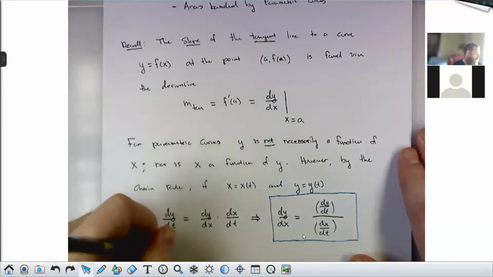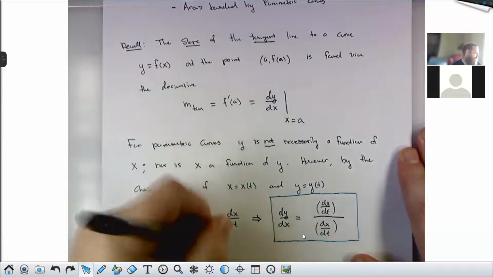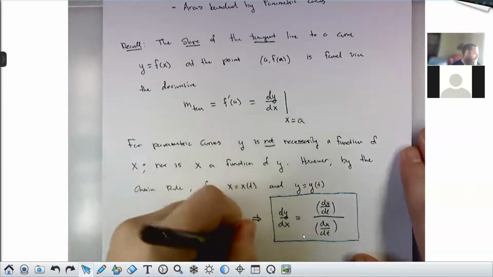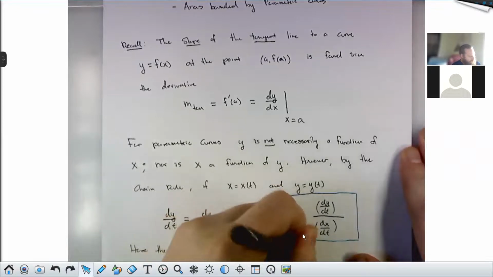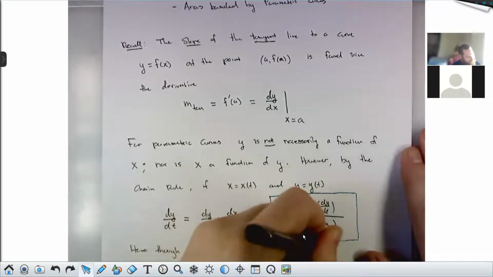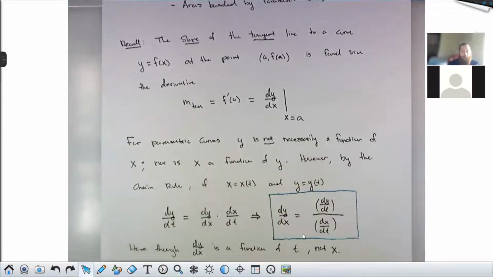So I'll say here, though, dy dx is a function of t, not x. So when you go to do things like find tangent lines or find mins or maxes, you're going to be working with an expression involving the variable t.